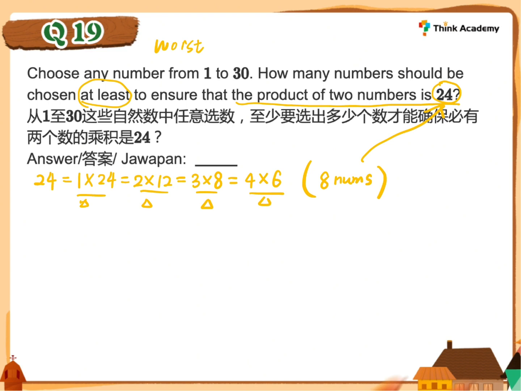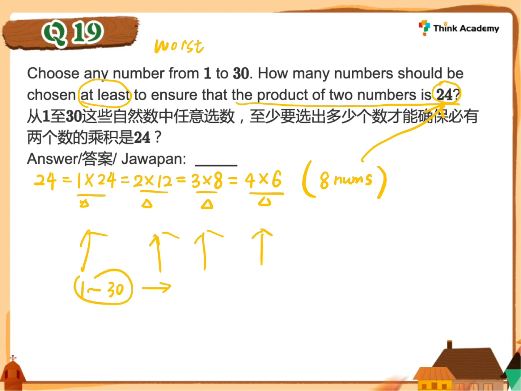But you are very, very unlucky. So when you choose a number, it's not 1, 2, 3, 4, 6, 8, 12, and 24. It will be like 3, like 5, like 13, and whatever. Okay, you are very unlucky. So you choose all the numbers not in these 4 pairs. Okay, so from 1 to 30.